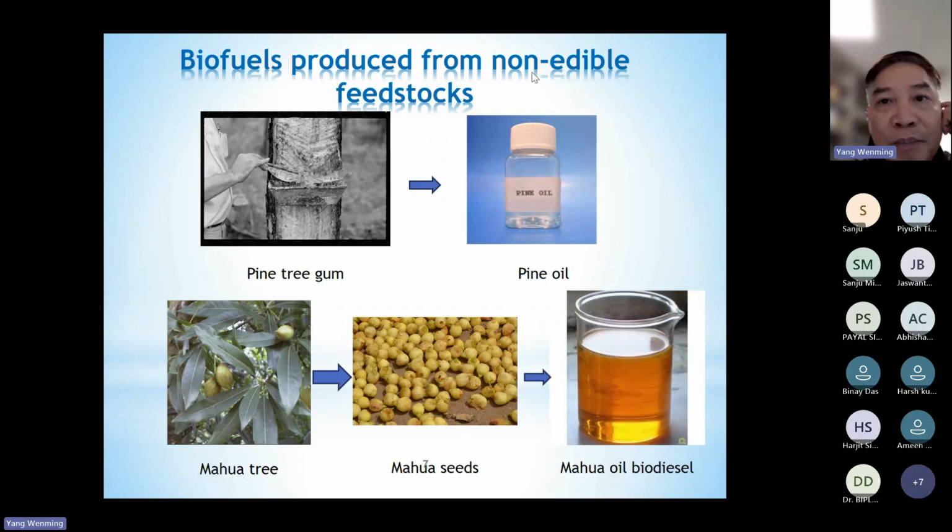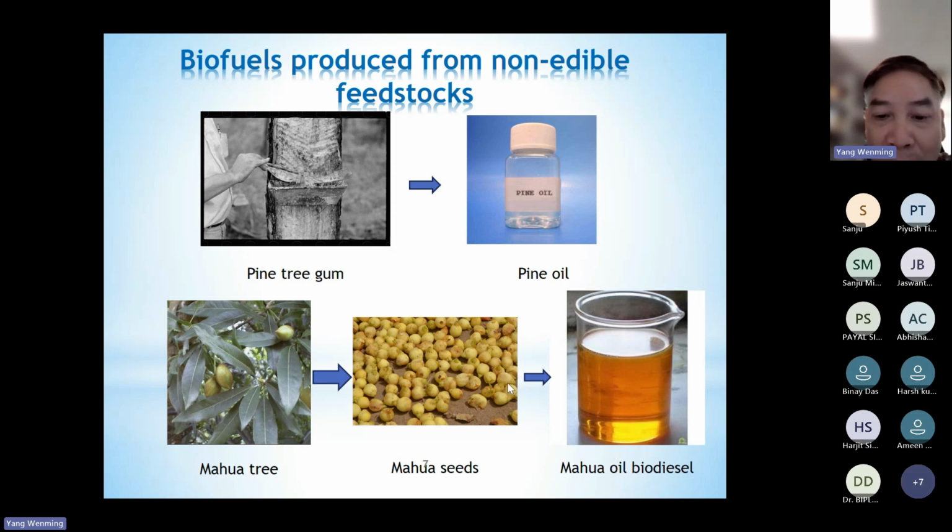The next one is the biodiesel produced from non-edible feedstocks, for example, the pongamia seeds. From these seeds, we can produce pongamia oil. This oil we don't need to further convert into biodiesel because its property is quite similar to diesel fuel. Also, there is no need to further decompose the oil into smaller molecules; we can use it directly in the engines.